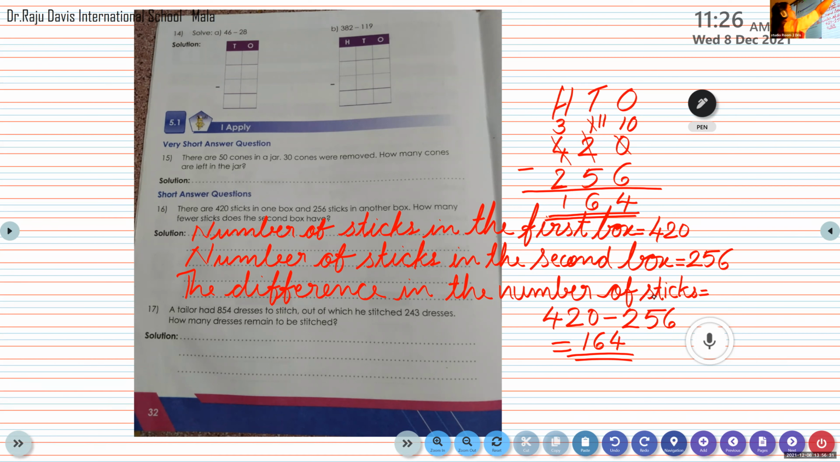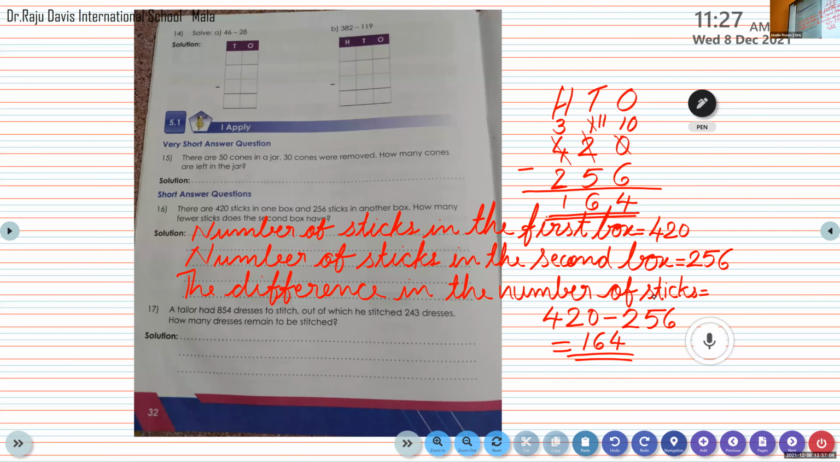Okay, very good. So those who are completed, please read the next question. No need to unmute. You read by yourself. Sarah joined late only. So you understood which book you have to take? This is Maths Workbook Part 1, page number 32.